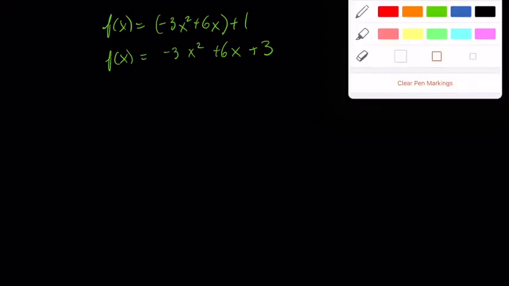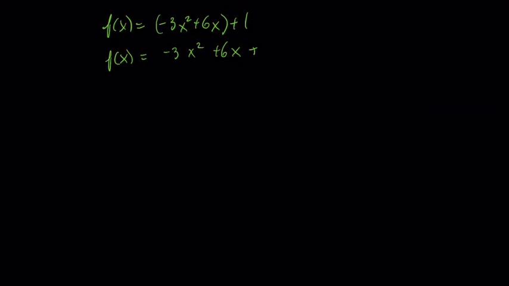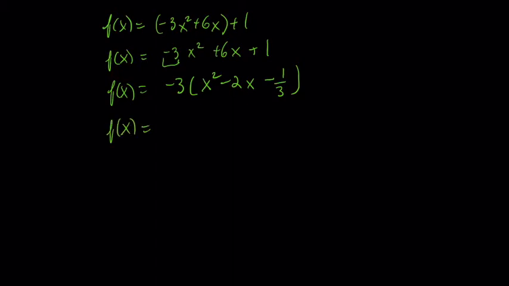And what I need to do is pull out a factor of a, which is negative 3. So I have f of x equals negative 3 times x squared minus 2x minus 1/3. And what I now have to do is add my b term divided by 2 squared. So we'll add negative 2 divided by 2 squared, and we will also subtract negative 2 divided by 2 squared.